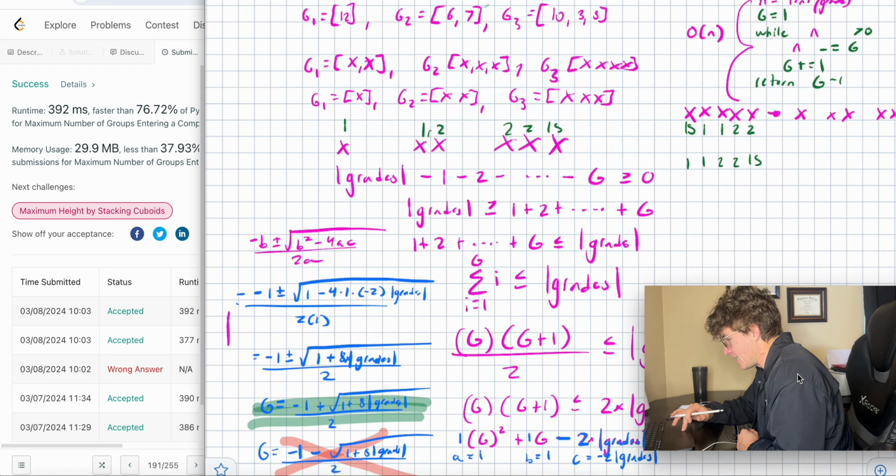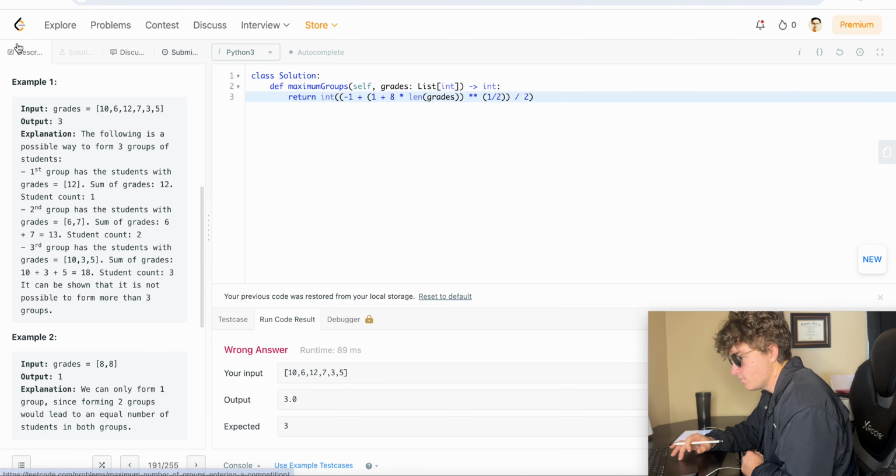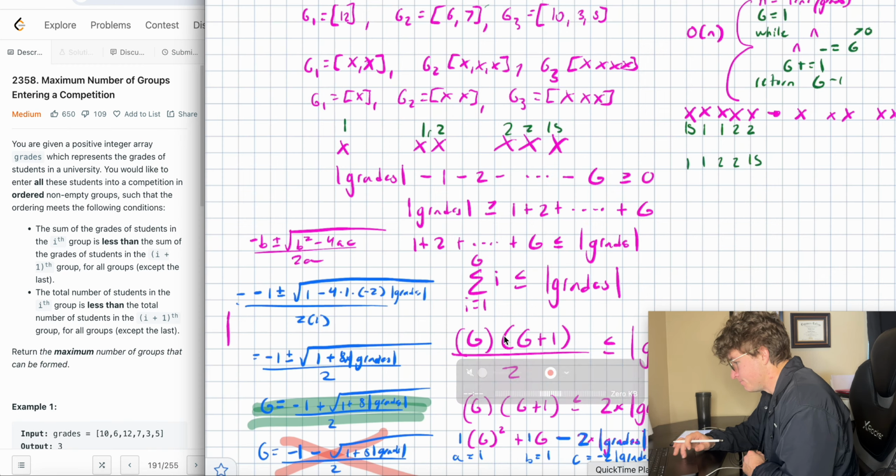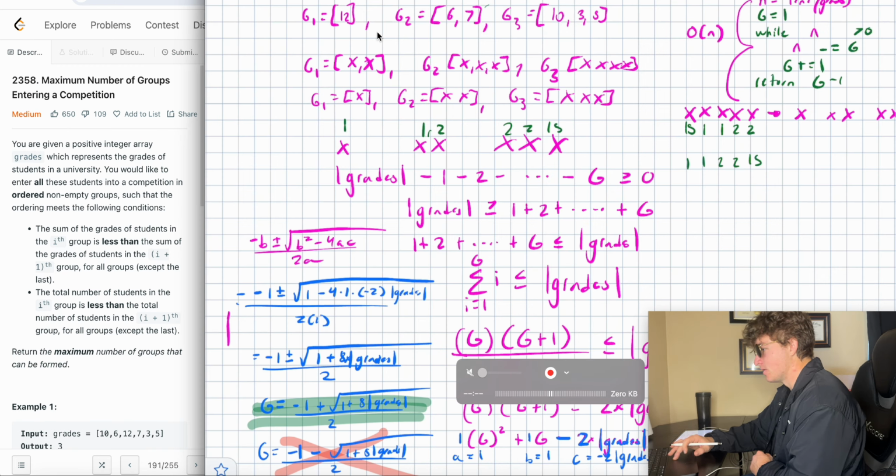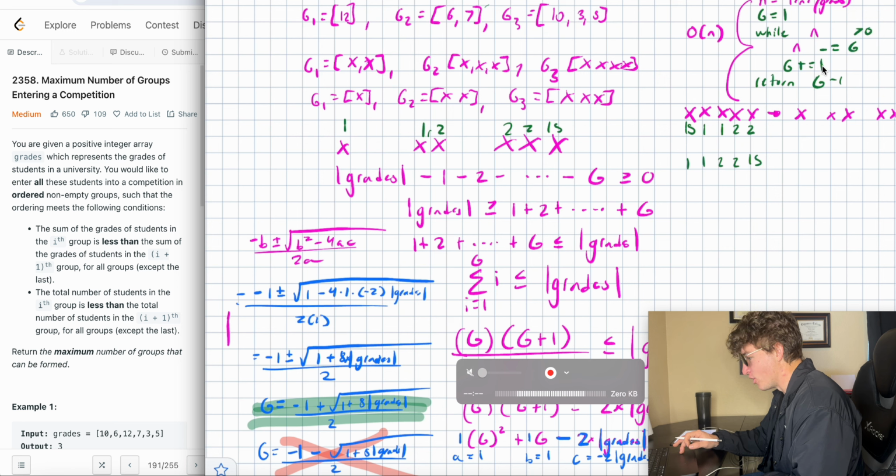So that's kind of the basic idea. We can look at the number of groups we can split it into. We can always make that work by sorting it. Oh, well, it turns out you don't actually need to sort it, so you can just find the number of groups. Oh, well, it actually turns out that this can be converted into a closed form solution, which is this code here.